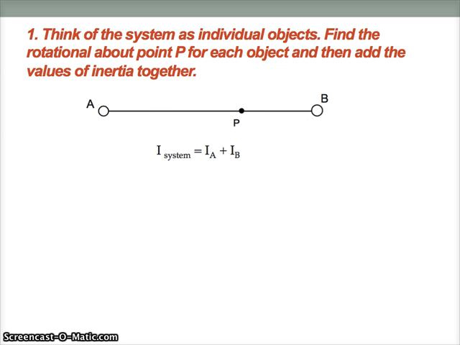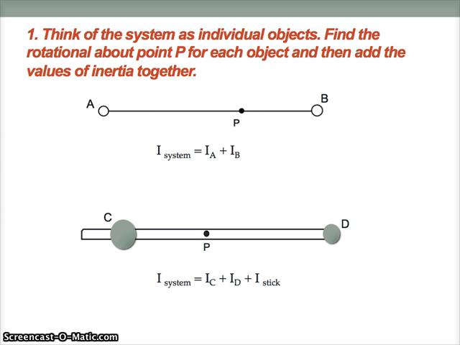So for instance here, I'm not going to add the masses of A and B together. I'm going to separately calculate I for particle A and for particle B, and then take those values of inertia added together. Or in this system here, where there is a stick that has some mass to it that is connecting objects C and D, I would have to separately determine the inertia value for each of the particles and then also for the stick, and then combine those together.